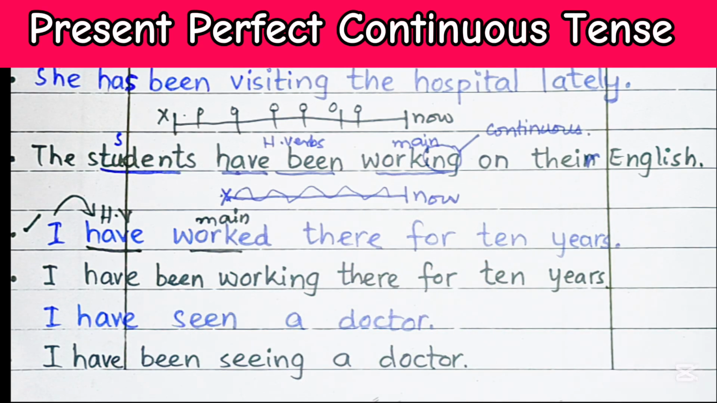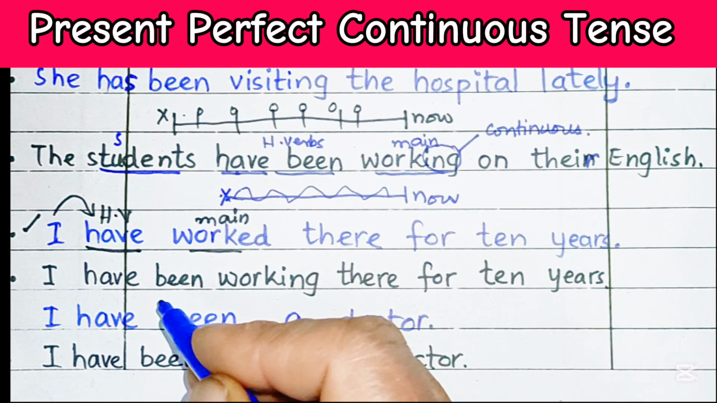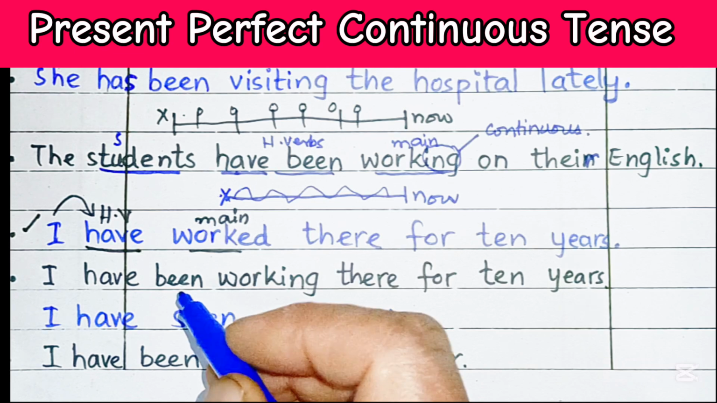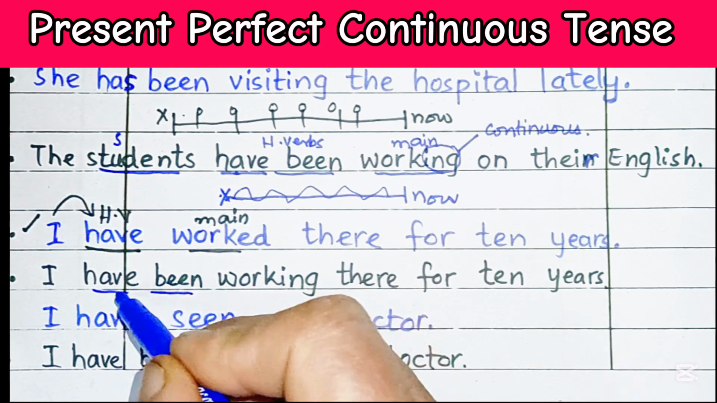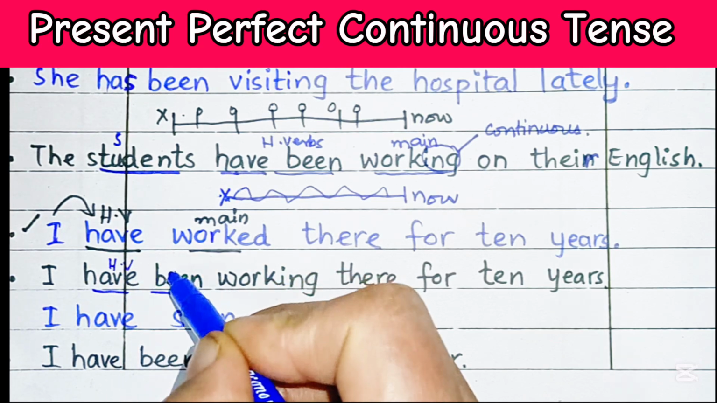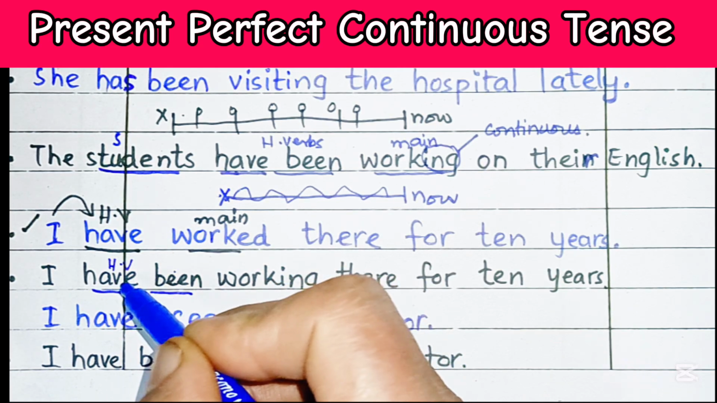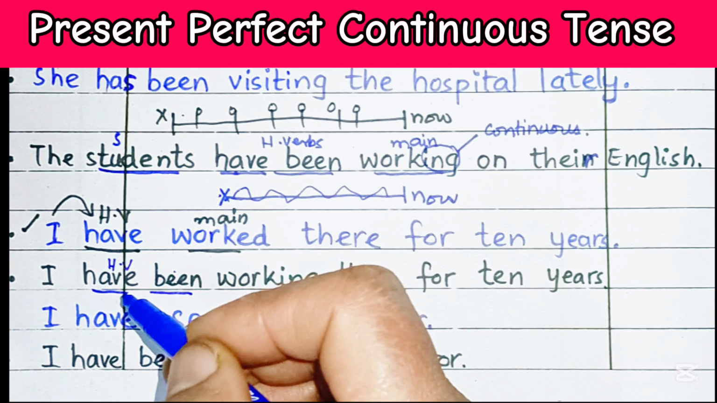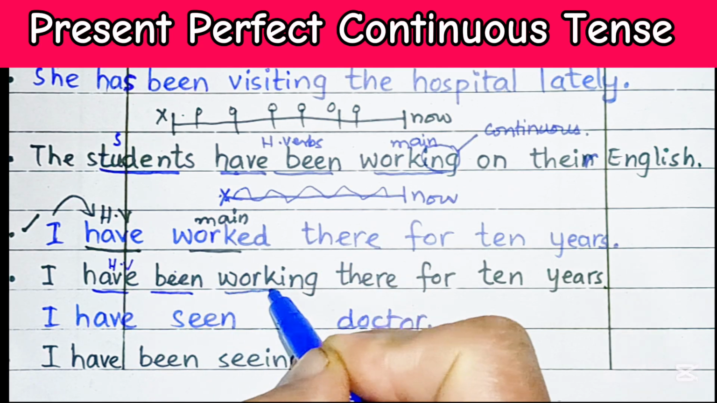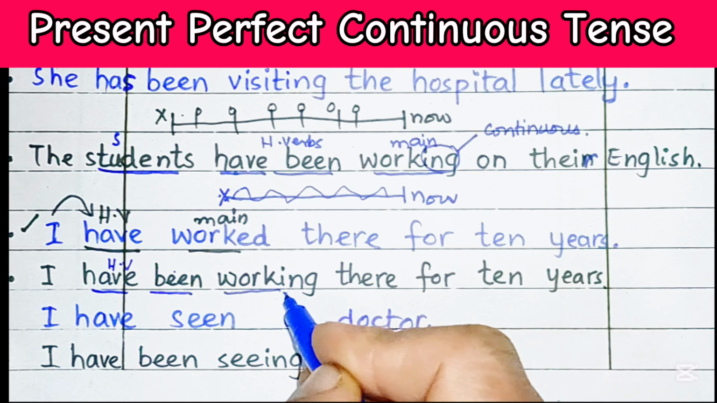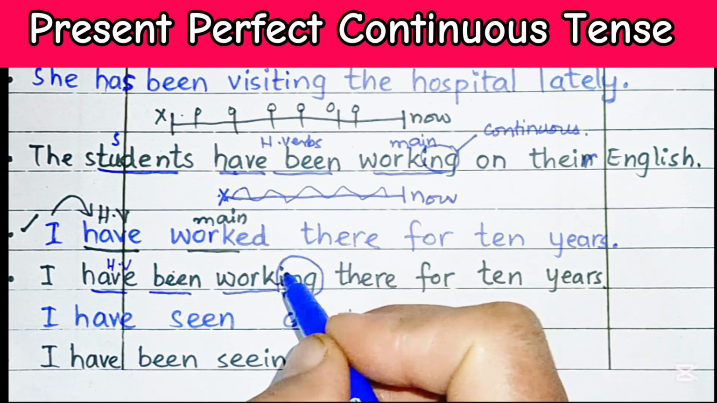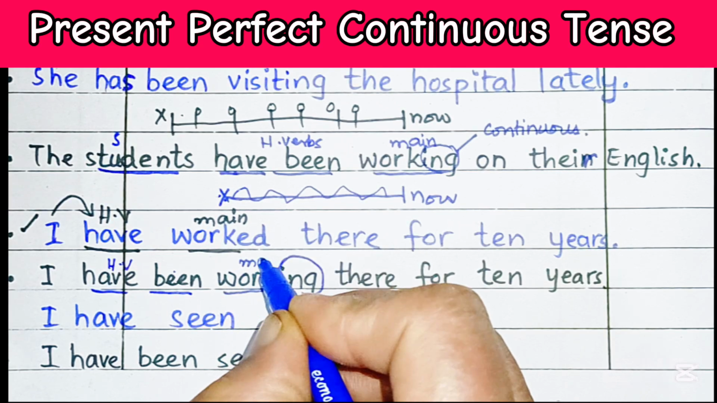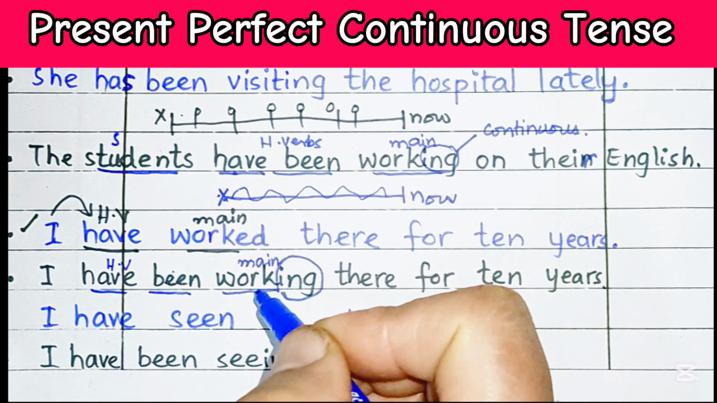And in the second sentence, I have been working there for 10 years. Here the helping verbs are have and been. Both of them are helping verbs. This is a helping verb and this also supports or assists the helping verb. And then this is the main verb, work, and it has got an ing ending over here. So it is the continuous form. This one is the main verb, but it is in continuous form.